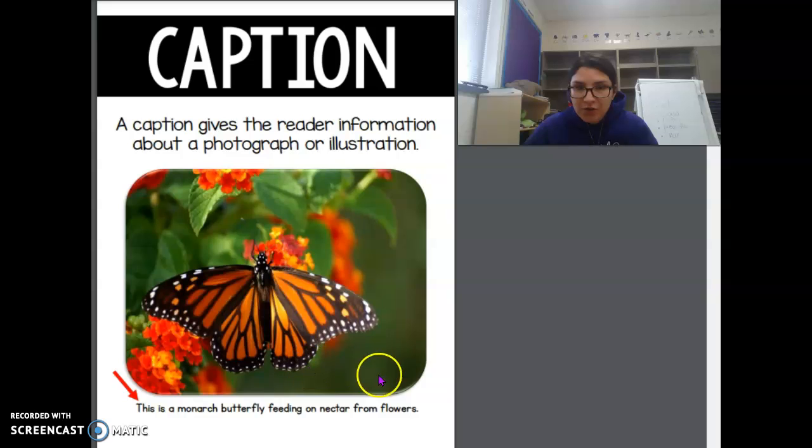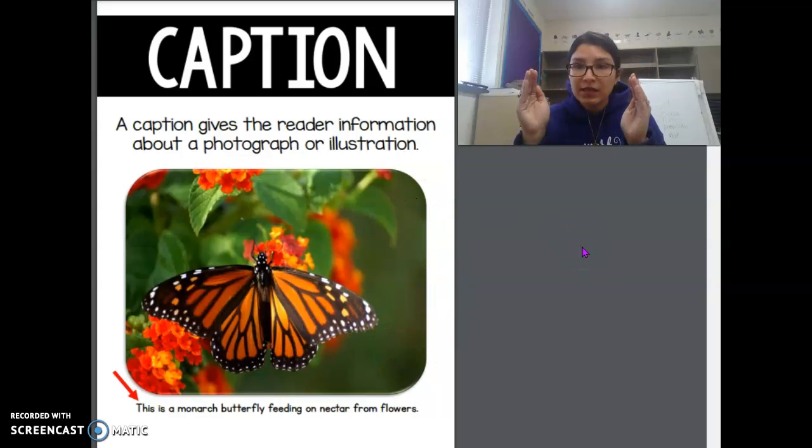So here's our photograph. It's of a butterfly, but let's read the caption. This is a monarch butterfly feeding on nectar from flowers. So let's see if that's true. A caption gives the reader information about the photograph. Is that true? Did this caption, did this sentence give us information about the photograph? It did. So this is just a little example of a caption. So one more time, when you see a photograph or illustration, right, you're going to have some words or a sentence explaining what's happening in that photograph or illustration.